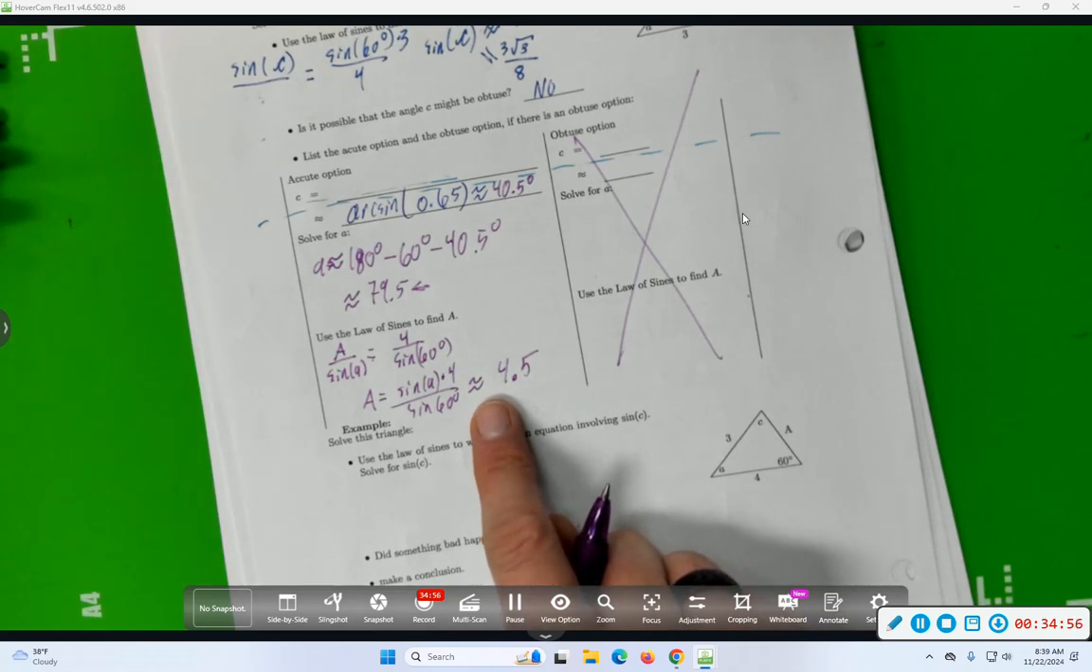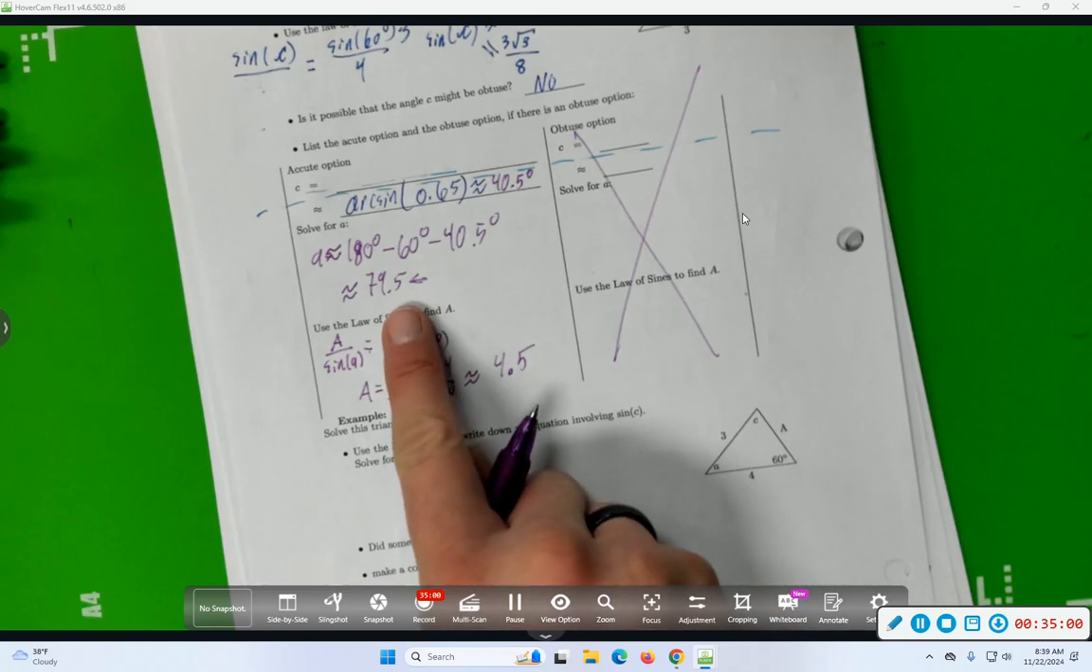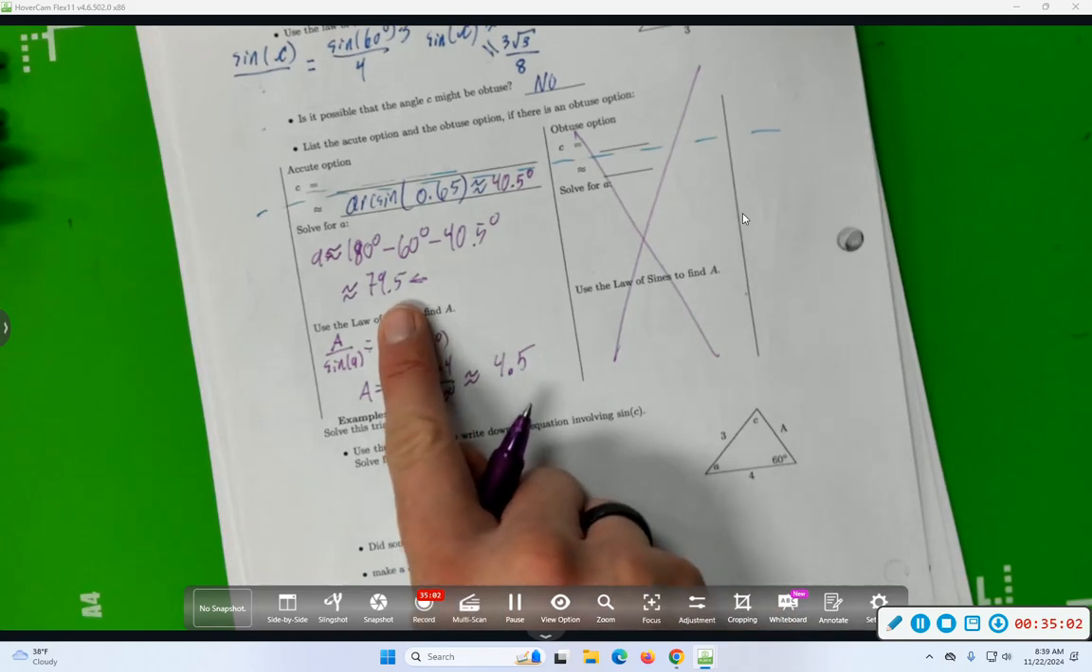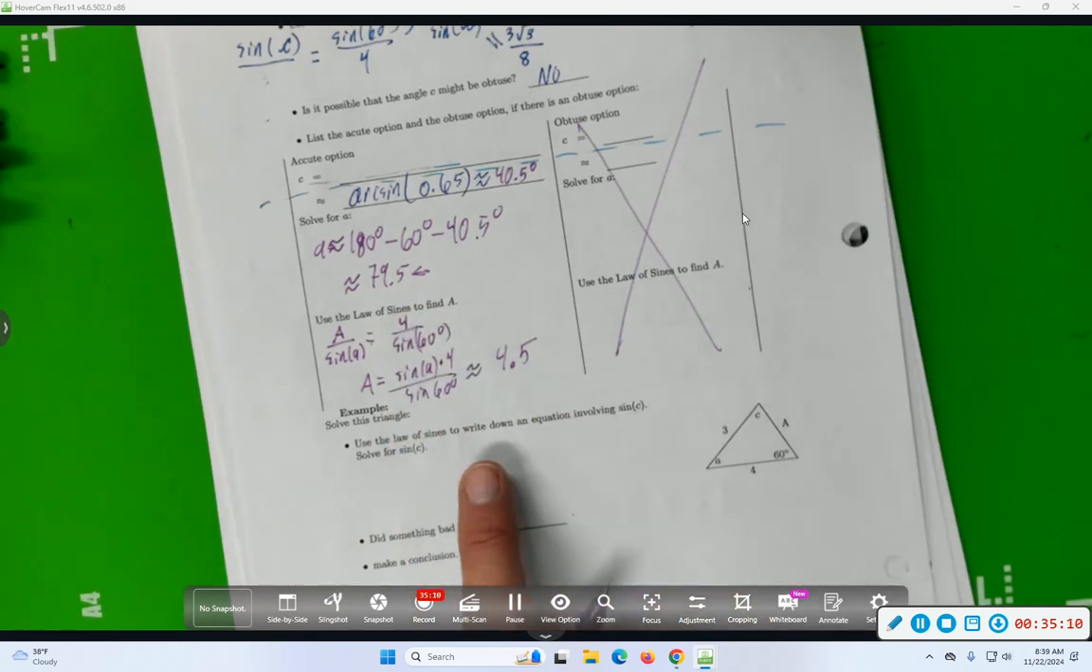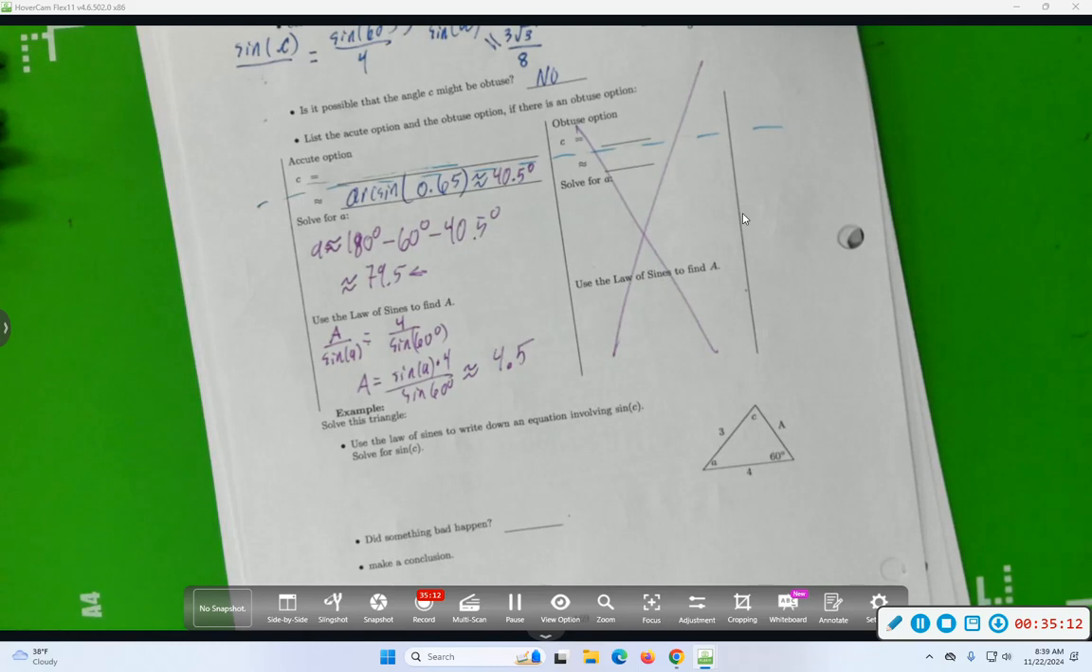The angle C had to be acute. That resulted in a choice for A that happened to also be acute, but there was no promise that A would be acute when we started. It might have turned out to be obtuse, and we wouldn't know till we got there. One last one, because something else funky can happen.